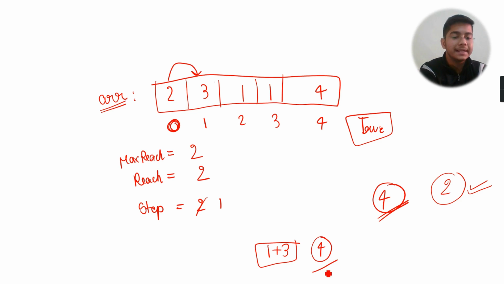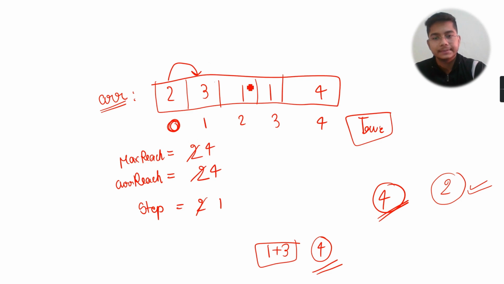So from this index, my maximum reach is that I can directly jump to 4. It is possible. And my max reach is greater than the current reach, isn't it? My max reach is greater than the current reach. So why not update it?